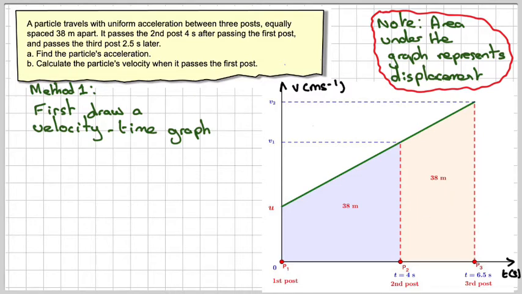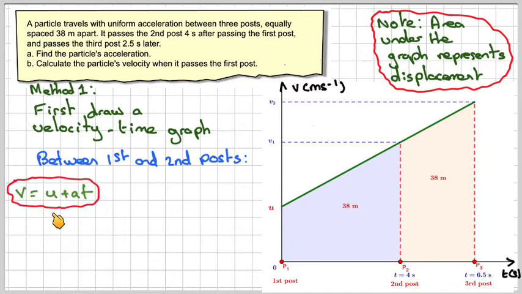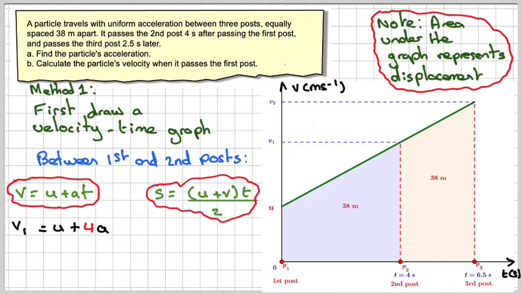We need to find v1 and v2, but we won't actually find those values, we'll just set up equations with them. So we're going to consider this one here. Between the first post and the second post, we'll find that the velocity is equal to u plus at using that SUVAT equation. That's going to be u plus 4a, because the time here is 4 seconds, for v1. And then for displacement, we're going to use s equals (u plus v) times t over 2. It's basically the area of that trapezium.